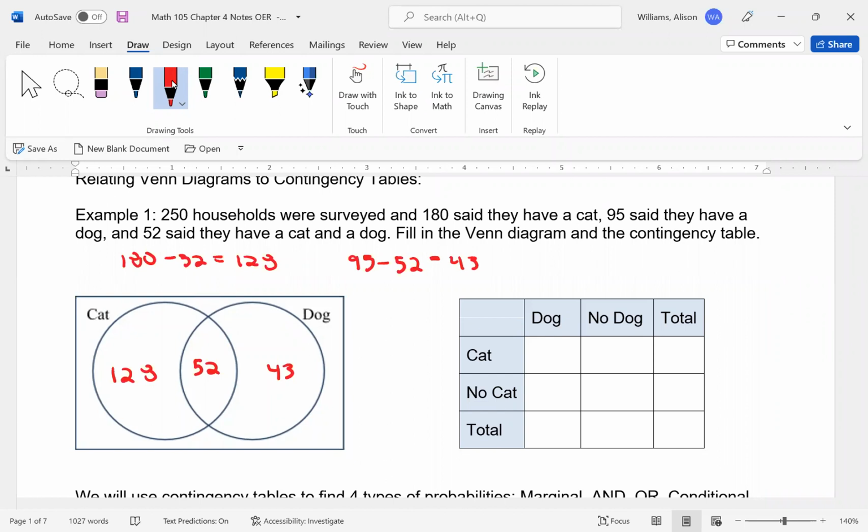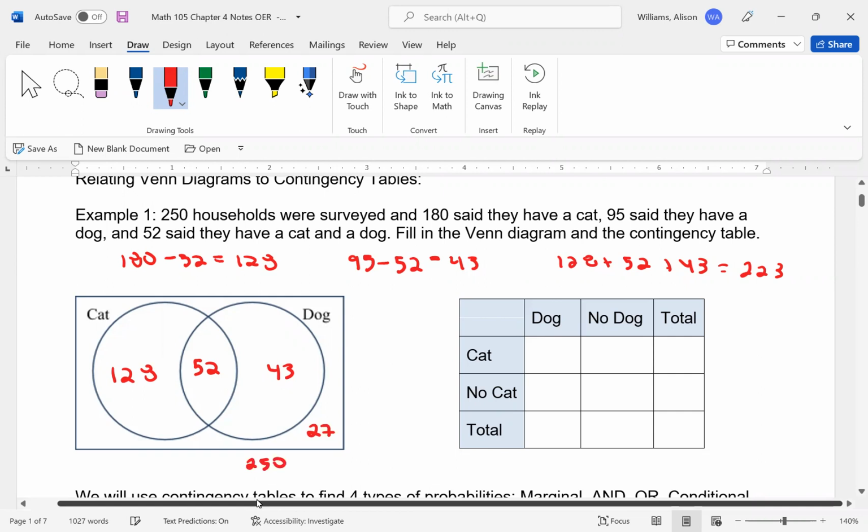Now, we were also given one other piece of information, and that was that 250 households were surveyed. And if we add 128 and 52 and 43, adding that up, that's 223, which means there's 27 people not accounted for from the 250. So there's 27 people right here that were 250 minus that 223. Okay. So those are where all our numbers are coming from in this diagram.